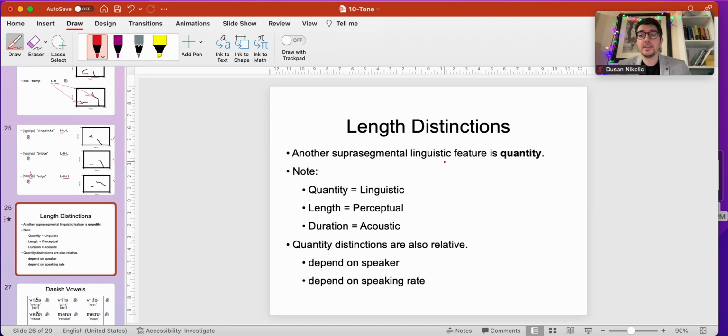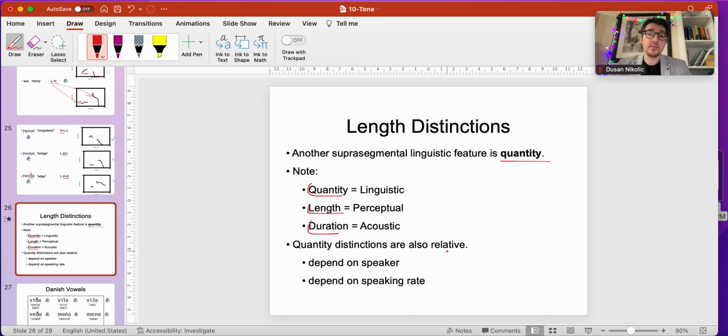Another suprasegmental linguistic feature is quantity. So linguistically we call length quantity. Perceptually we call it length, and acoustically we call it duration. Quantity distinctions are also relative. They depend on speaker, they depend on speaking rate.